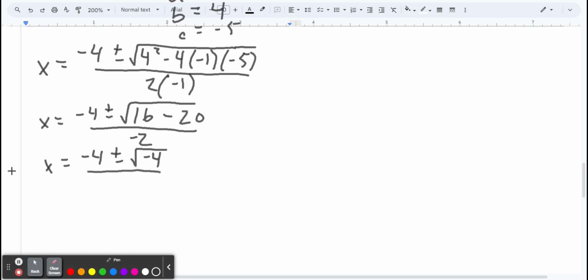all over negative 2. And here is where those imaginary numbers come in, right? Because we are taking the square root of a negative number. So we want to use that imaginary number to handle that. If we rewrite that again, that will become negative 4 just stays the same. We have our plus or minus sign. That negative 2 stays there as well. But now we take the square root of the positive, so that'll be 2i.